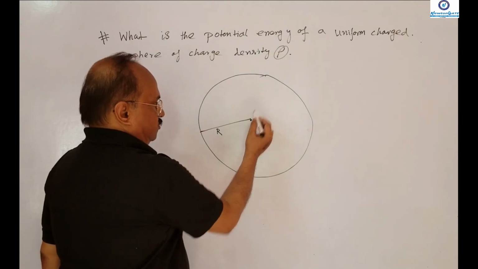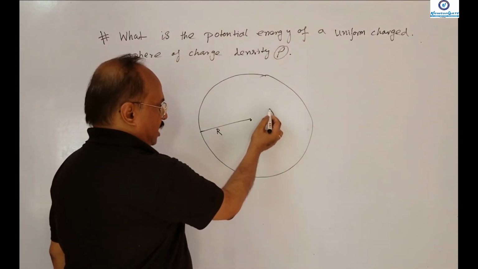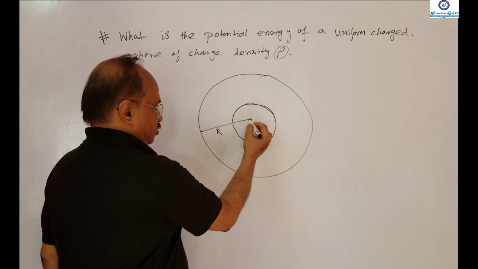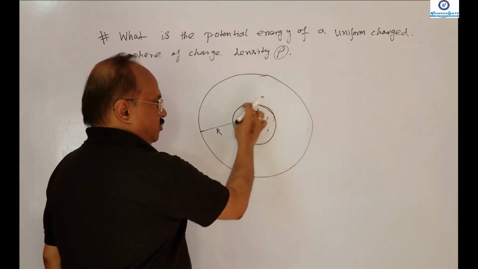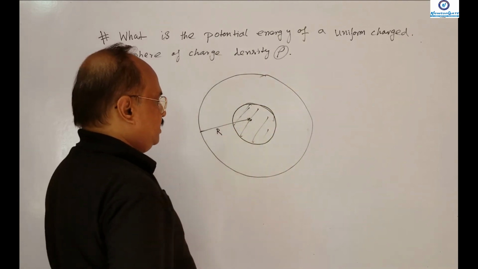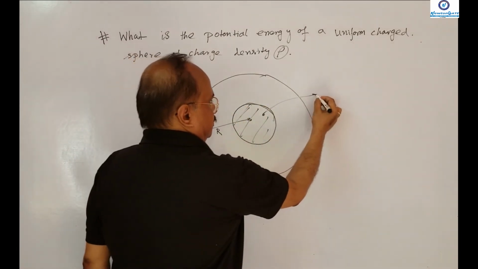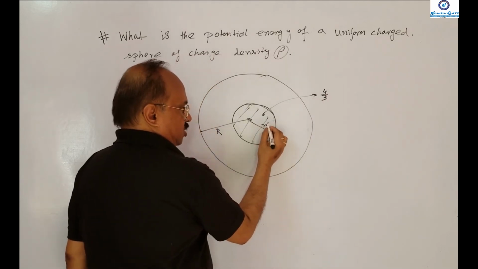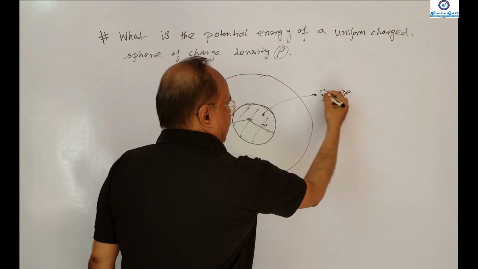Just visualize the system. For that you have to think that initially it was charged, and let the charge be equal to this much. This much it is charged already. And this charge density, you know, is equal to rho. So how much charge is there? First let us find it out. So how much charge is there inside it? If I think this radius is smaller, it will be 4/3 pi r cube into rho. That much charge is there.